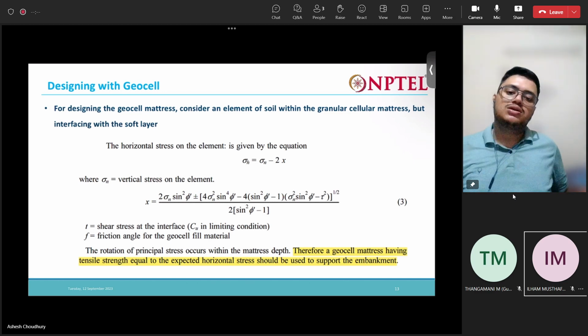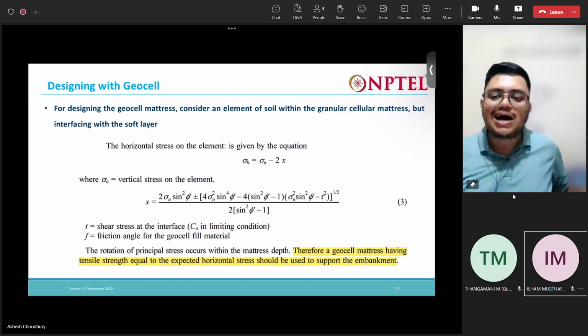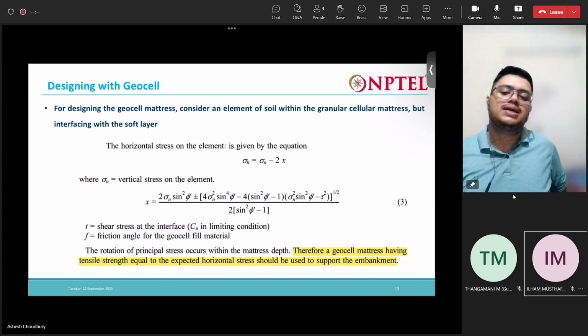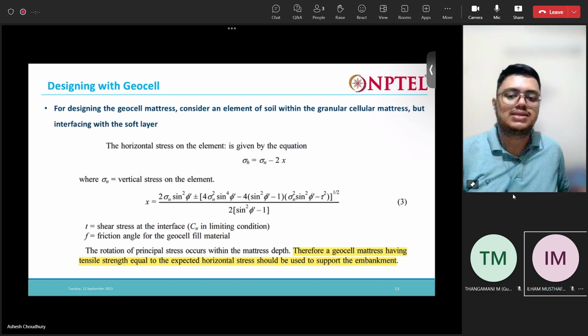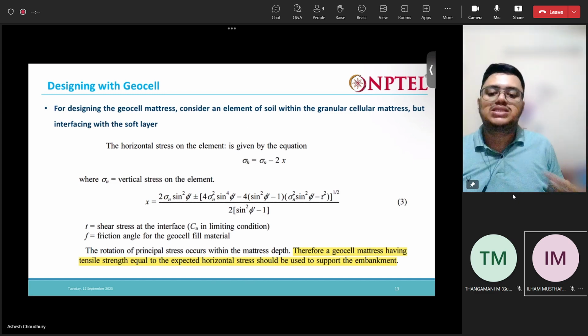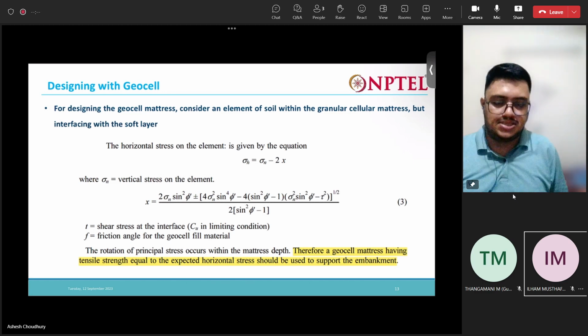It also depends on this tau value. And what is this tau value? Tau is nothing but the shear stress at the interface. What is the shear stress? Cu in the limiting condition. We'll see that. The rotation of principal stress occurs within the mattress.